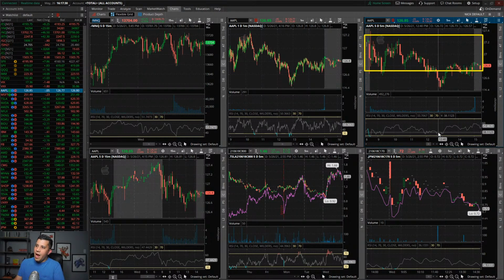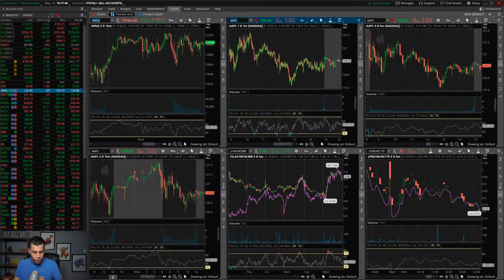But for me, I wouldn't trade this chart at all because it's very choppy and you don't know if it's going up or down. We're not having a breakout to the upside. We're not having a breakout to the downside. Not really good movement today on Apple. So this is a stock I would pass on today, right?